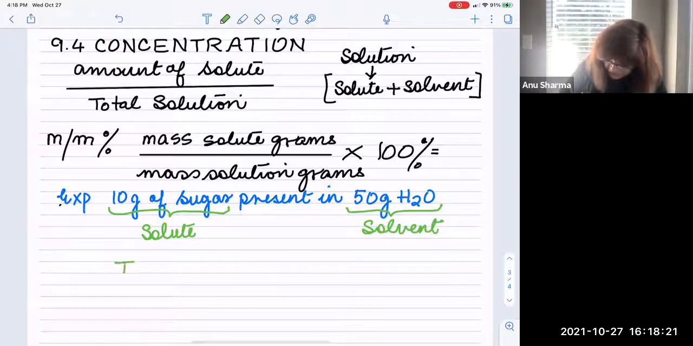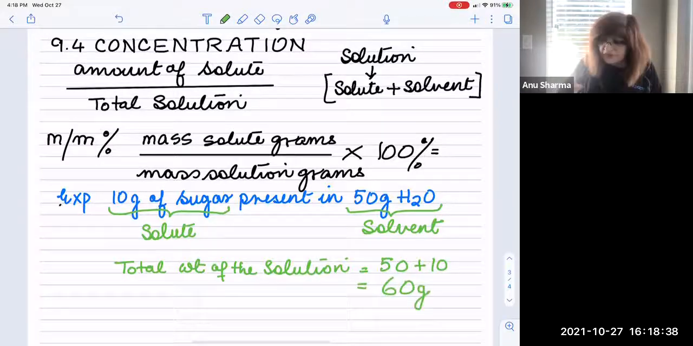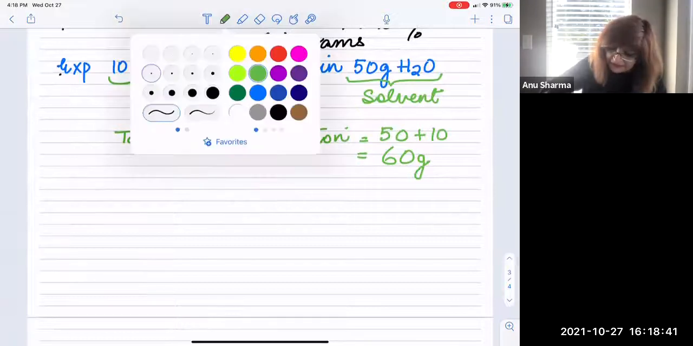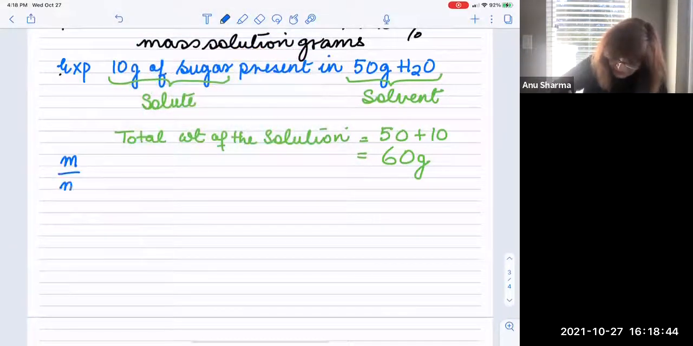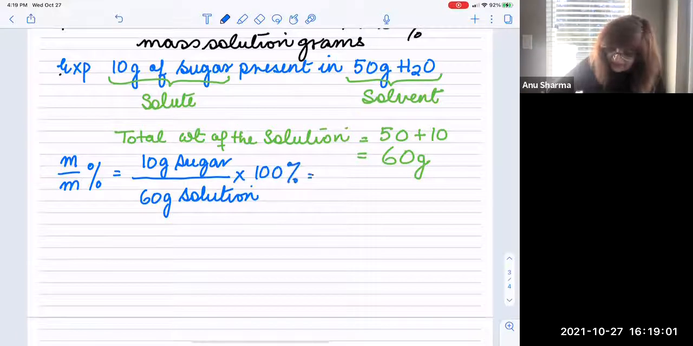So the total weight of the solution is equal to 50 plus 10. So the total weight is 60 grams, and that is what you will use. The mass by mass percent is equal to 10 grams of sugar over 60 grams of solution, times 100%. And what are you going to get?